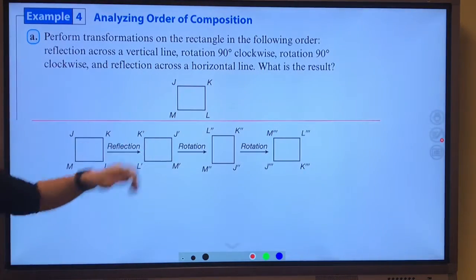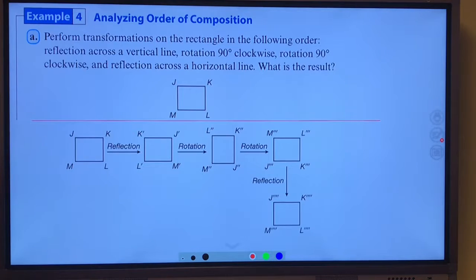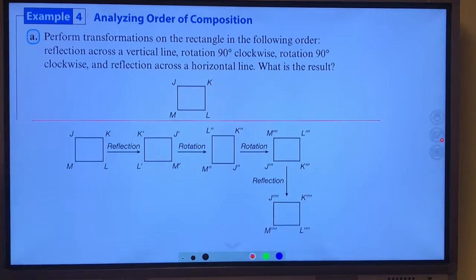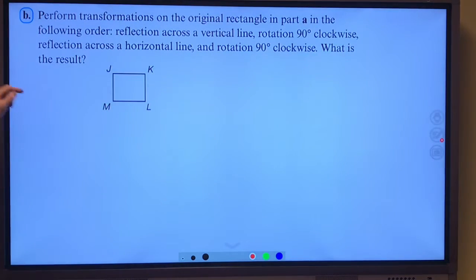But we did each one in the order they said. And then finally we reflected across a horizontal line, which gave us J quadruple prime, K quadruple prime, and so on there. So we can see our result. And we want to perform these transformations on a rectangle. Same transformations, but a different order.